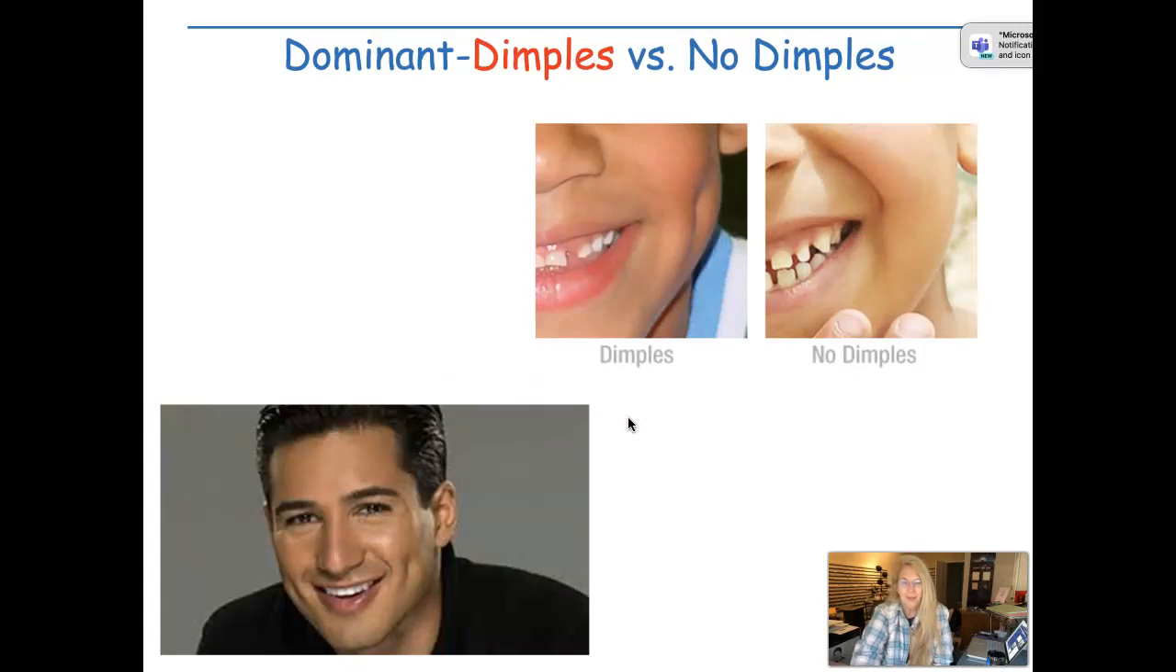Dimples. I don't know if I have dimples or not. My mom sure did have dimples. And this dude here from Saved by the Bell, he has dimples. So dimples versus no dimples. No dimples being the recessive.